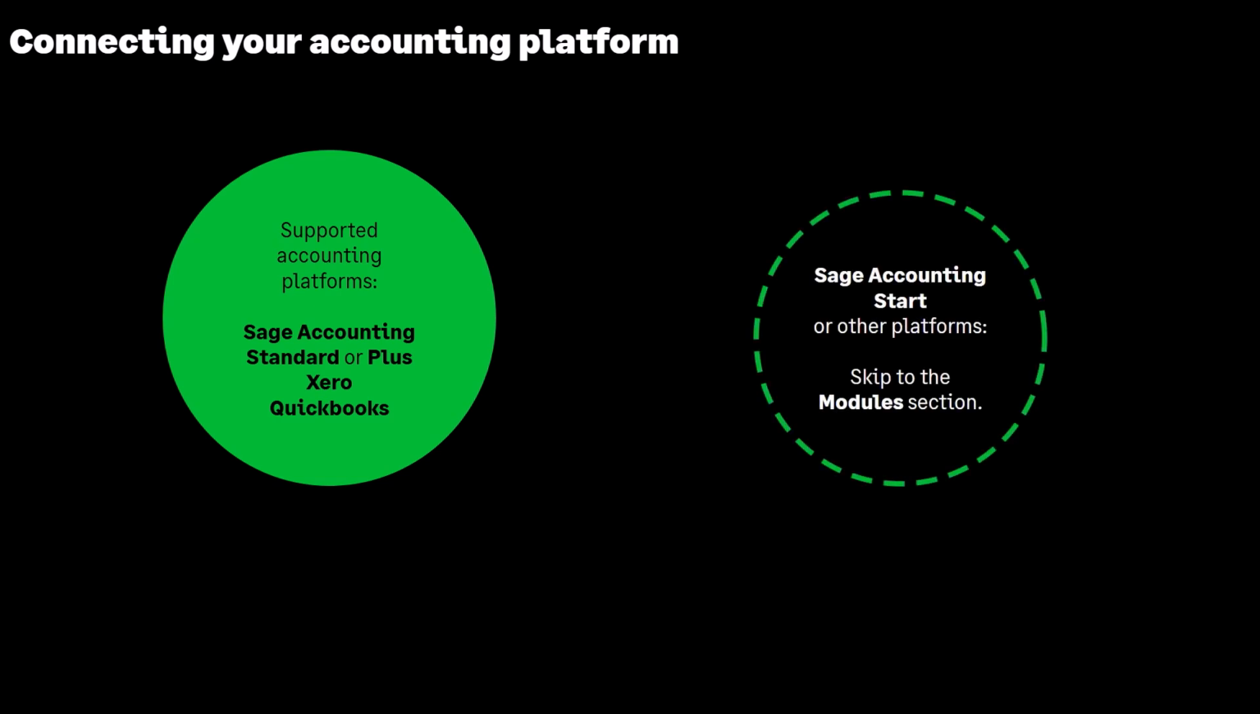Sage Accounting Standard or Plus can be connected to Sage Earth Carbon Accounting. If you use Xero or QuickBooks, chat with us to discuss your setup. If you use Sage Accounting Start or another platform, you can skip ahead to modules to see how to add data manually.